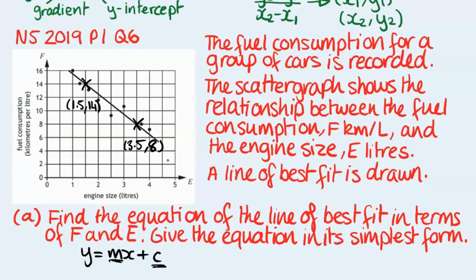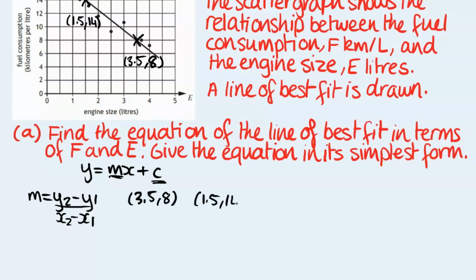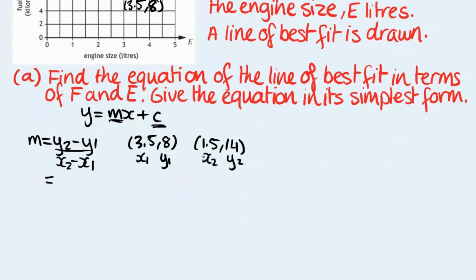Okay, so I've identified 2 points. Now that I've identified 2 points, I can actually work out the gradient, okay? So m is equal to y2 minus y1 all over x2 minus x1. Now we write the 2 points that we found. It will be (3.5, 8) and then (1.5, 14). Okay, so let's label it. So it'll be x1, y1, and then x2 and y2. Okay, so now we know what to substitute into this formula. Okay, so let's do that. So y2 is 14, y1 is 8, then x2 is 1.5, and x1 is 3.5.